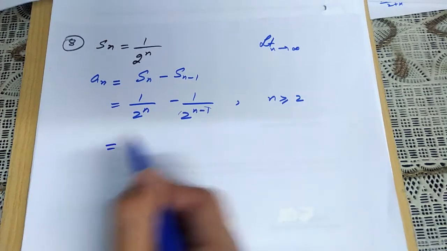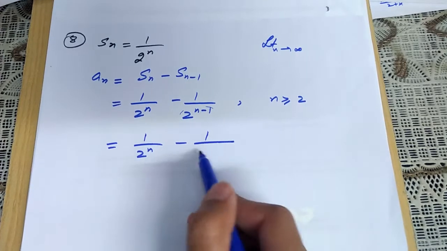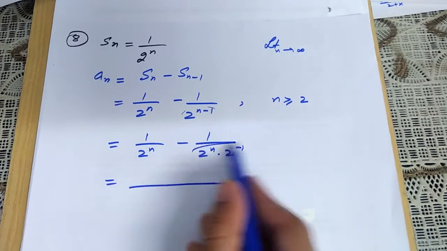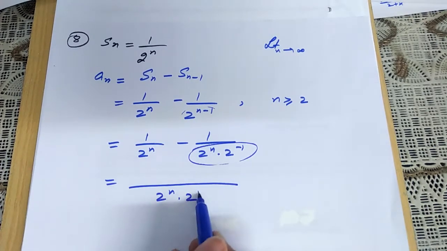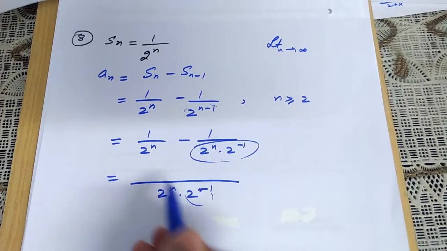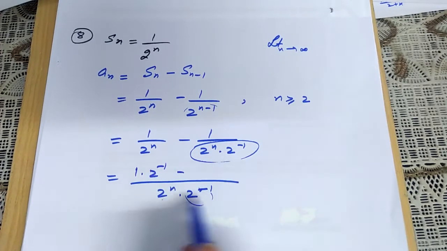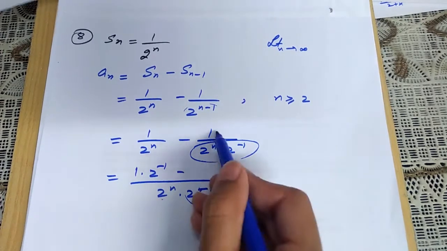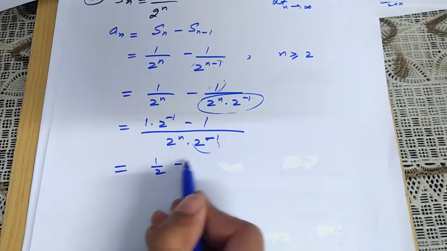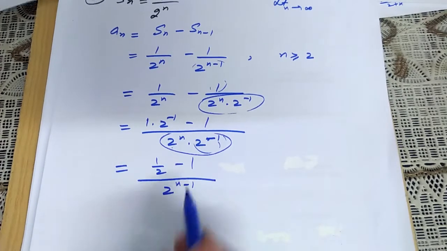So after solving, you can just make the same thing here. You will get 2 to the n into 2 raised to power minus 1. Now you can easily take the LCM. The two terms you can write like this. Now this 2 to the n and this 2 to the n will be cancelled. You will get only 2 raised to power 1 into 2 raised to power minus 1 here. Both of the terms are written here, so only this numerator will come here. So you will get 1 over 2 minus 1 divided by 2 raised to power n minus 1.